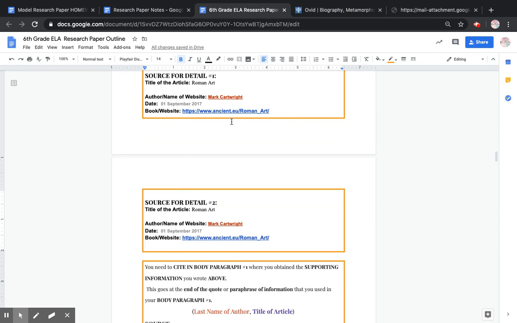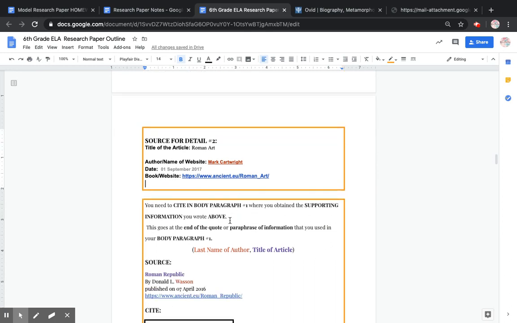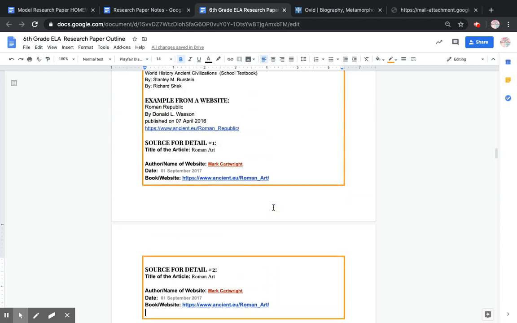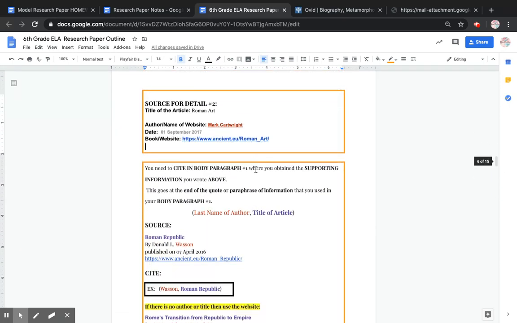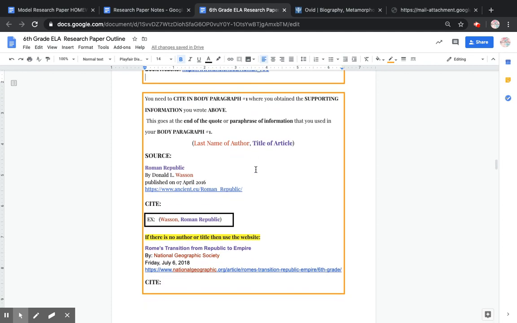So now I know where my sources are from. So I need to make sure that I'm citing it within. Remember, I wrote add citations here so that way I didn't forget. So now what I'm doing down here is creating those citations. For their source, they had The Roman Republic by Donald L. Watson. And I can see here you need the last name of the author. All right, so they highlighted that in red, and the title of the article, oh, I see. So it says Watson, comma, Roman Republic, and you need to make sure it's in those parentheses right there.